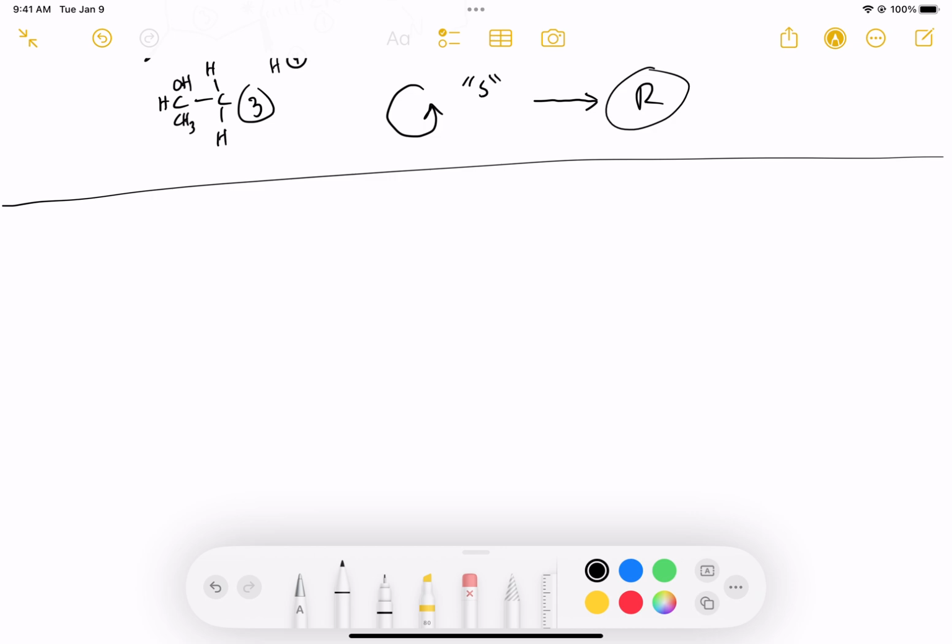Okay. So, whoops, my cursor's here. Don't want that. All right.